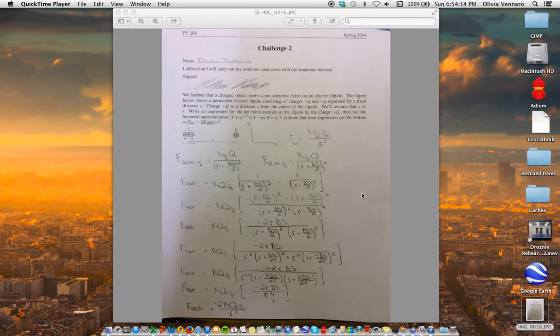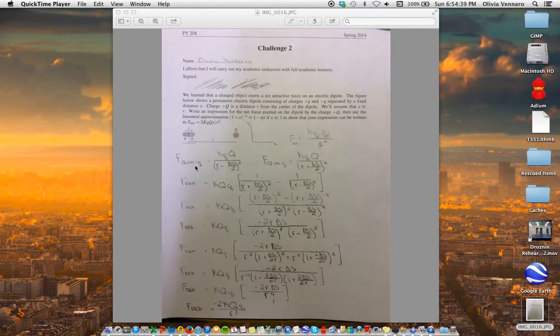The first thing I did in this problem was set up a coordinate axis where the y is pointing up and the x is pointing to the right. And I started with Coulomb's law, which is kq1 times q2 over s squared. So in this problem, you have the force exerted on the dipole by Q, which is in two parts.